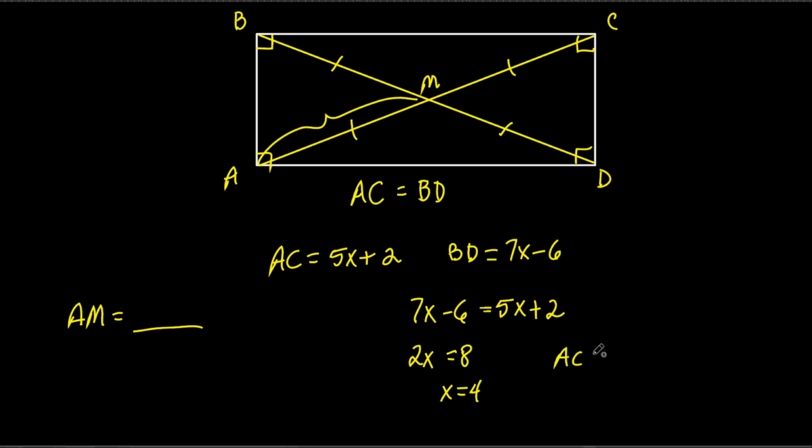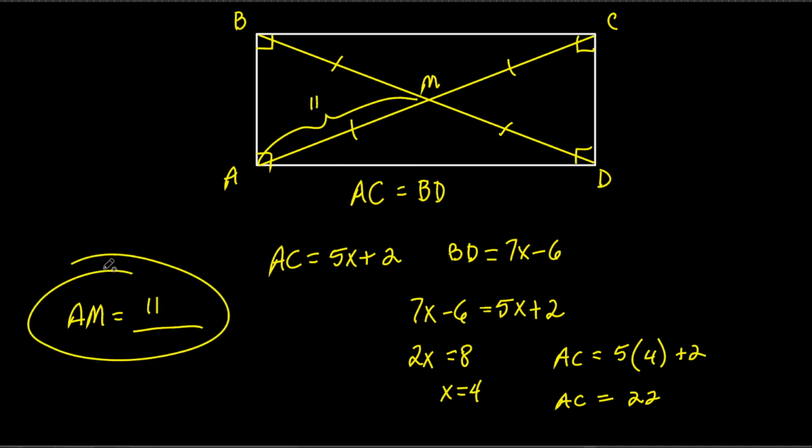So AC is equal to 5x plus 2. So 5 times x, which we found to be 4, plus 2, that's what? 22. But is that my answer? No, because they asked for AM. That's AC. So how do I find AM if I know AC? Split it in half. So what is AM? 11. All right, there it is, right there.